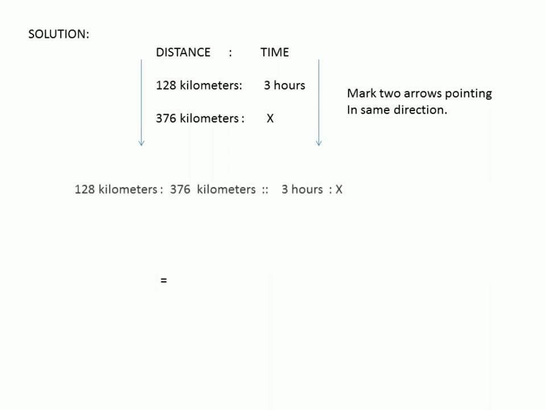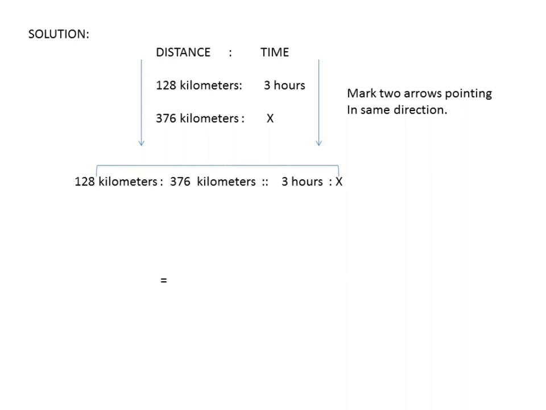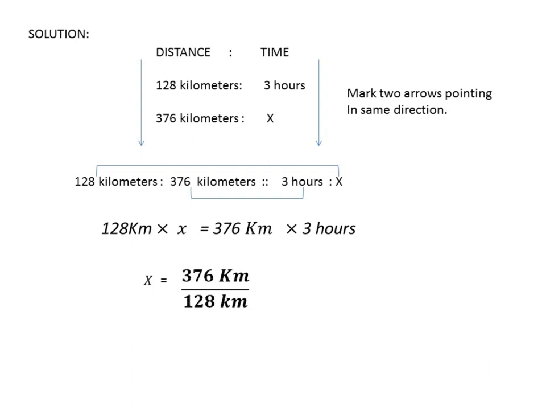And now in this case 128 kilometers ratio 376 will be in proportion to 3 hours ratio x. Then apply the property on the given proportion. Here 128 kilometers will multiply x and this product will be equal to 376 kilometers multiplied by 3 hours. In order to find the value of x, 128 kilometers, which is on one side of the equation, will be divided on the other side of the equation.